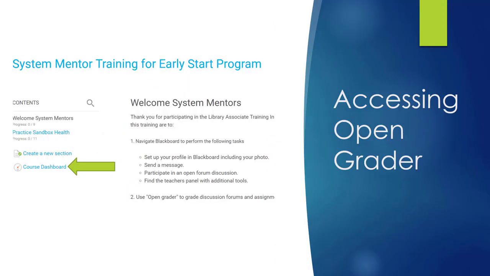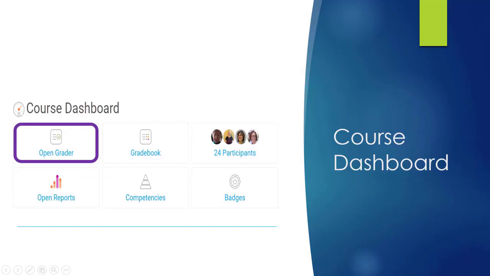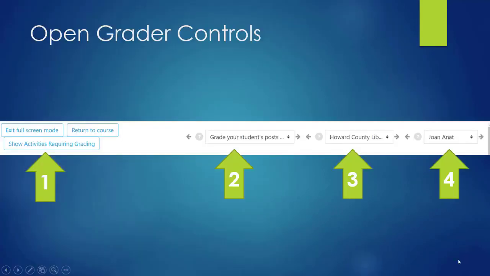To begin, access OpenGrader by clicking on the course dashboard. Then, click on the OpenGrader button. The OpenGrader control panel is at the top of your screen. There are 4 main controls: buttons that take you back to the course, shift between full screen mode and regular mode, and an all-important button that shows you only activities that require grading. You will use this button a lot.